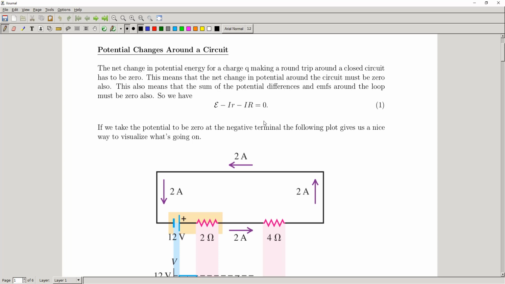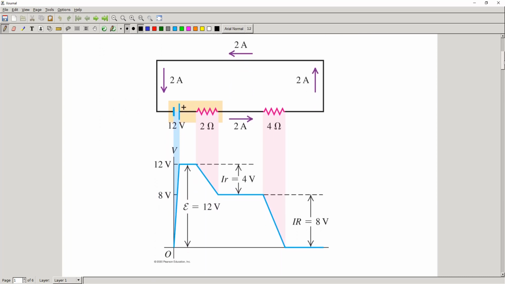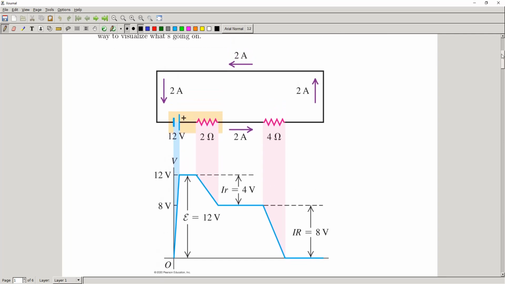So we need it to be such that around the loop, this is a loop we're going to be looking at in a second here, when we start from over here, and we go around the loop and we come back, we're going to have no net change in potential difference. Okay. And so let's take a look at what the plot of this might look like. If we set the negative terminal of our source to be a zero potential, we can see what this is going to look like, right? So we're going to have zero potential at the negative terminal of our source.